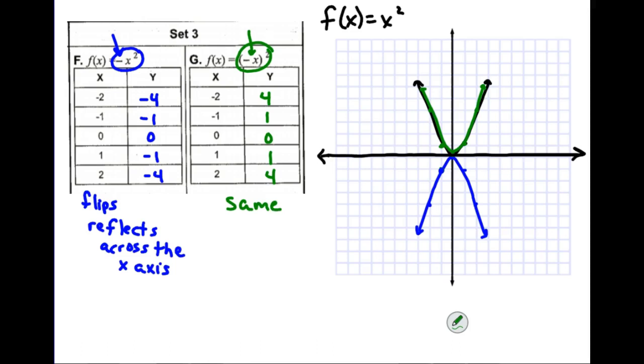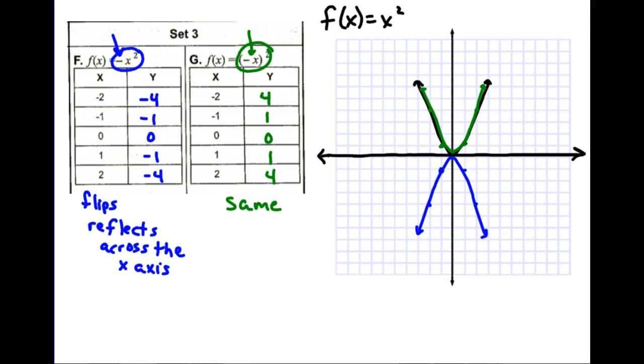The negative x squared in blue has been reflected across the x-axis, and inside the parentheses, raised to the second power is the same. Now, something that you're going to notice, and it's not on this form or anything like that, is that as you go through and look at different functions, the exponent is going to make a difference in what happens as you reflect across the x-axis.